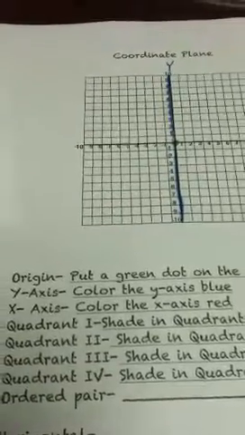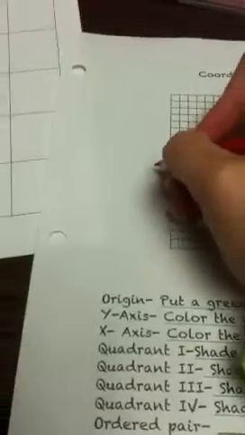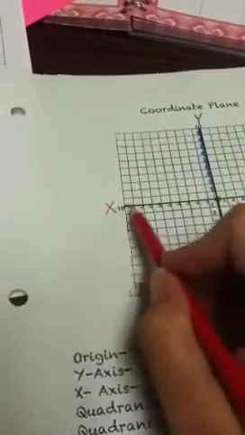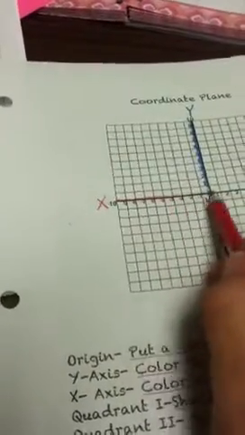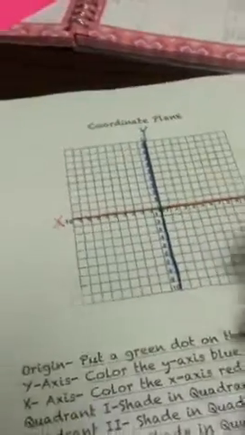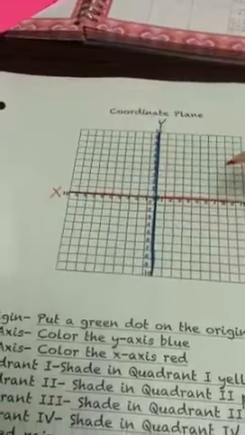Next is your x-axis. The x-axis is what goes across. This is your x-axis. It goes from left to right. This is your horizontal axis. Goes left to right. So please color that one.